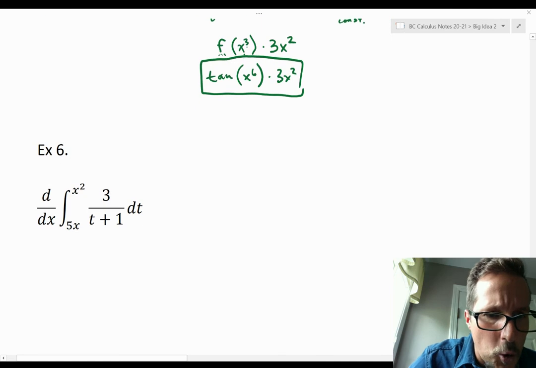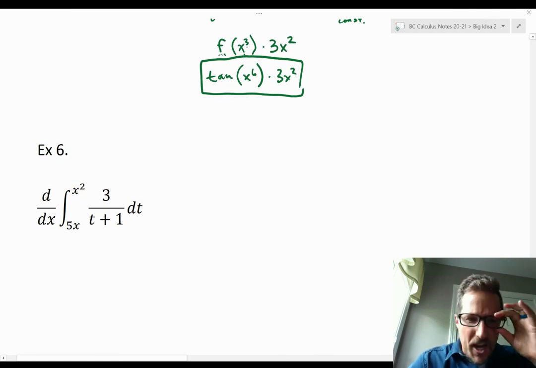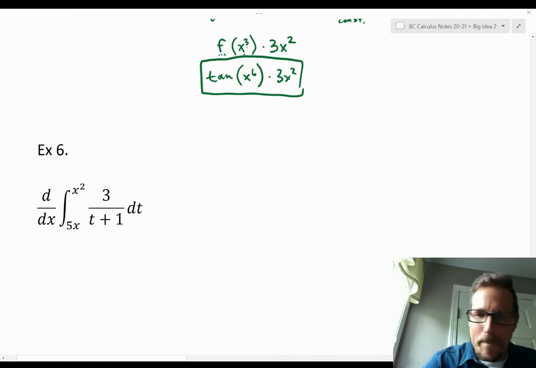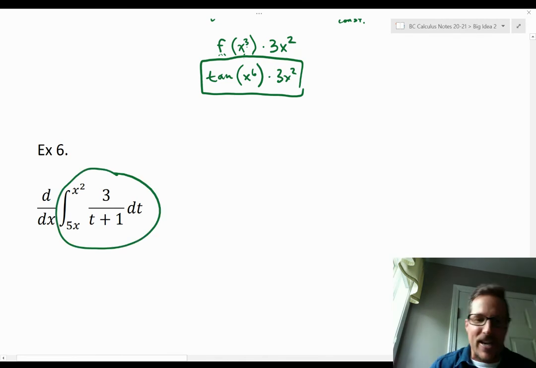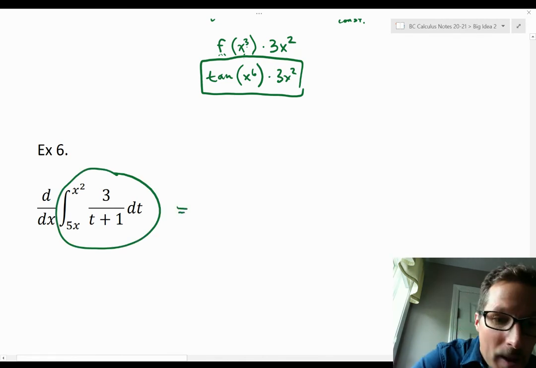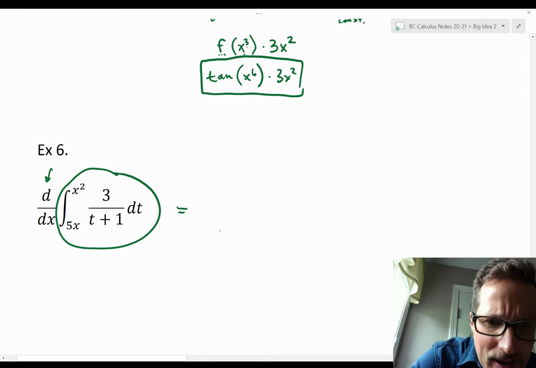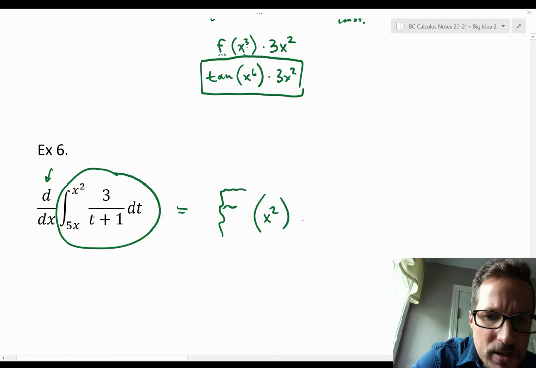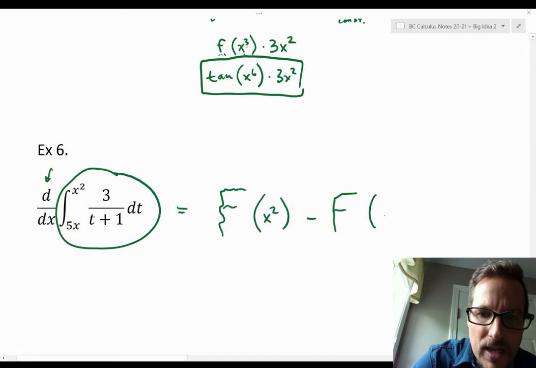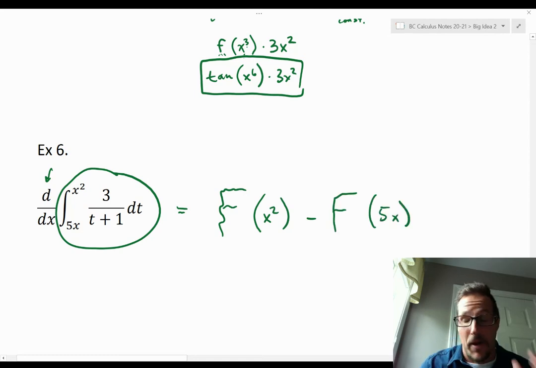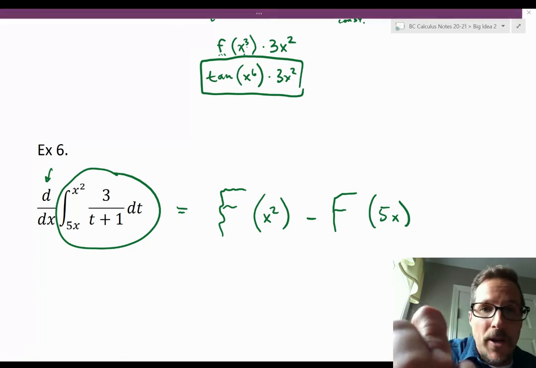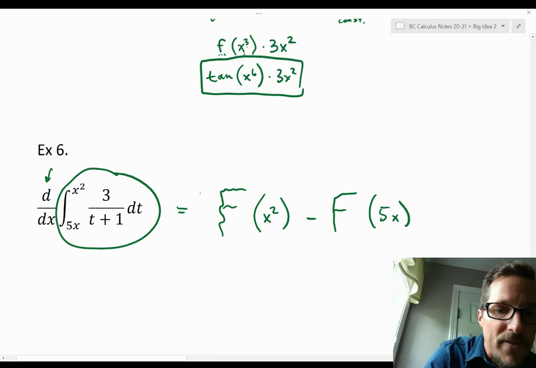All right, this one's different, but it's still the same analysis, right? We've got a definite integral here that we're taking the derivative of. Okay, so I'm thinking, mysterious antiderivative at x squared minus mysterious antiderivative at 5x. Not worrying about what that antiderivative is because I'm turning around and taking the derivative of it.